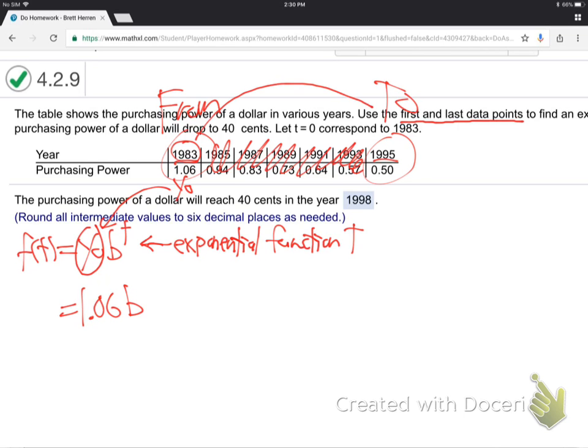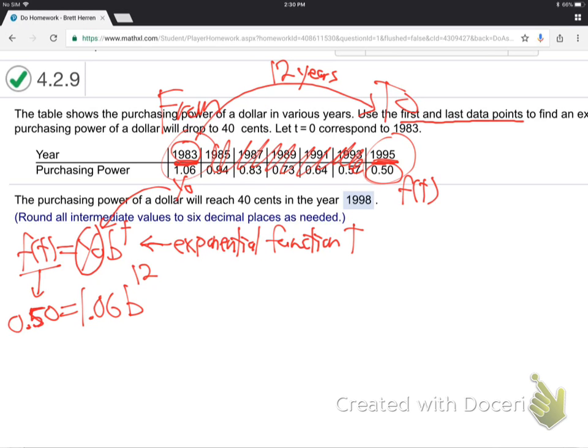Now you jump to the 2. How many years later from 1983 to 1995? That's 12 years, right? 12 years. 83 to 95? 12 years later. So that means time is 12. And during those 12 years, what became the purchasing power? 0.50. Went down. So the dollar was losing its power. You with me?